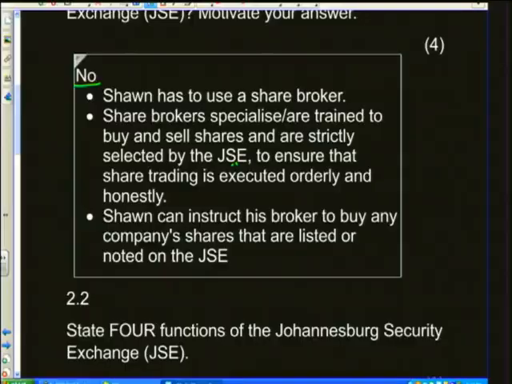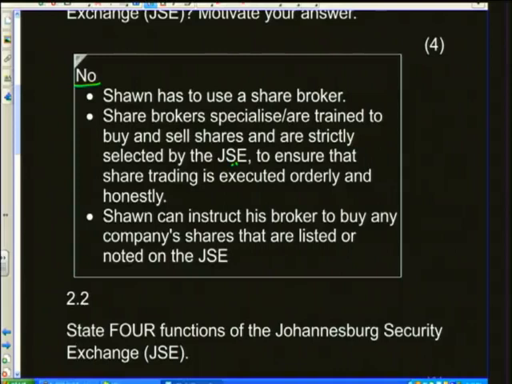Now, one thing that you guys might not know is that the Johannesburg Securities Exchange is actually rated as one of the top stock exchanges in the world because of their rules and regulations, which makes it very safe for the investors, which is what we want, because if we have a safe environment for our investors, more people are going to feel comfortable investing on our securities exchange.